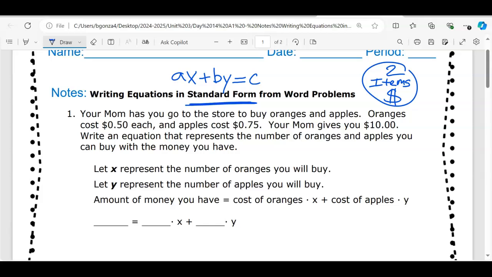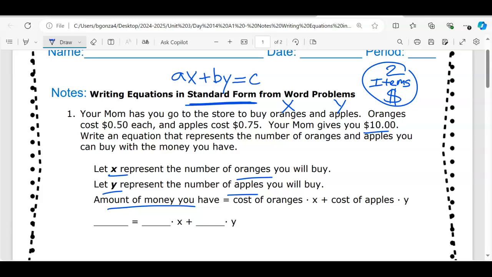Since we have 2 things, those 2 items are going to be x and y. x is going to be your oranges. y is going to be your apples. So this time my variables stand for 2 things. And let's go to the next part. The amount of money you have, which we said was $10, is going to equal the cost of oranges times x plus the cost of apples times y.